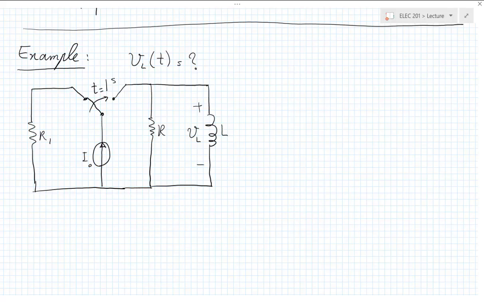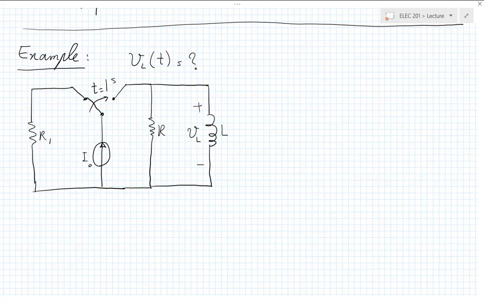So you're assuming that the circuit was sitting like that for a very, very long time until t equal 1 second on the time axis. Okay? So we are interested in the voltage of the inductor as a function of time, for all time. Okay, let's solve this.